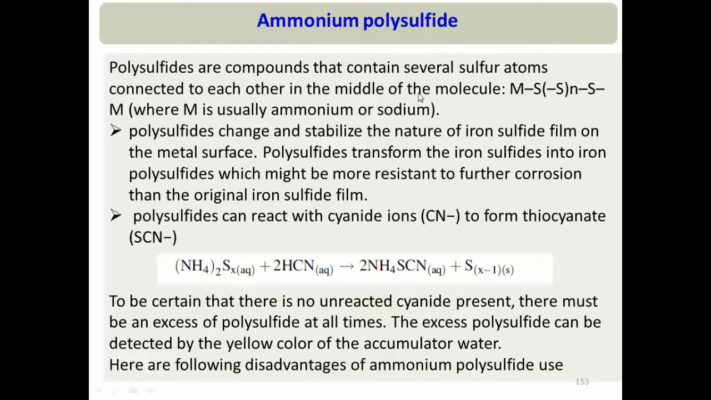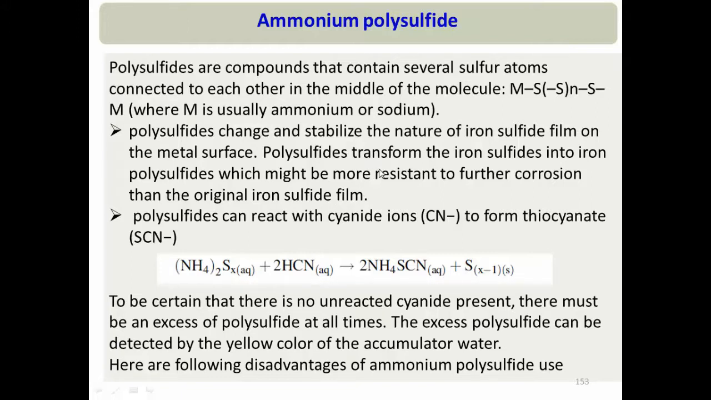See, polysulfide is a molecule which contains several sulfur atoms, in the middle of the molecule, connected to M at the last two ends. That M may be sodium or ammonium, so it could be sodium polysulfide or ammonium polysulfide. Ammonium polysulfide is usually more popular. What ammonium polysulfide does is stabilize the iron sulfide passive film. It reacts with iron sulfide and transforms it into iron polysulfide, which is found to be more resistant to corrosion compared to the iron sulfide film.